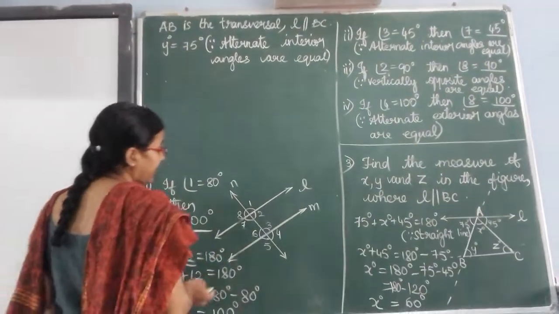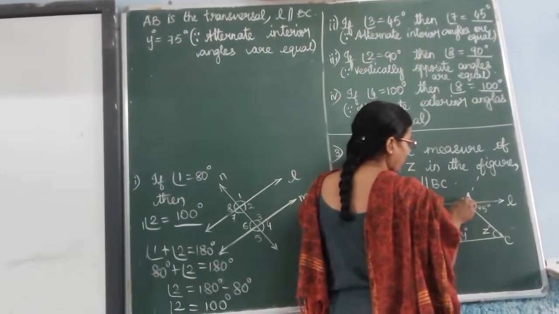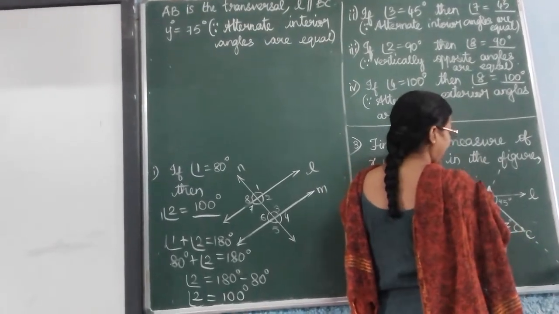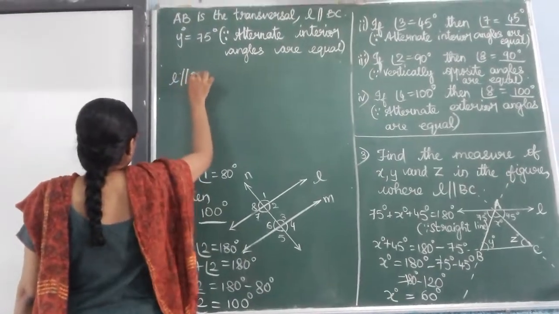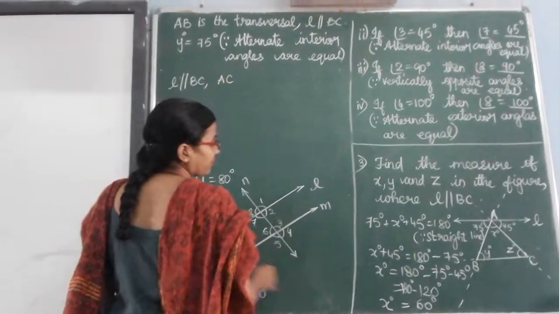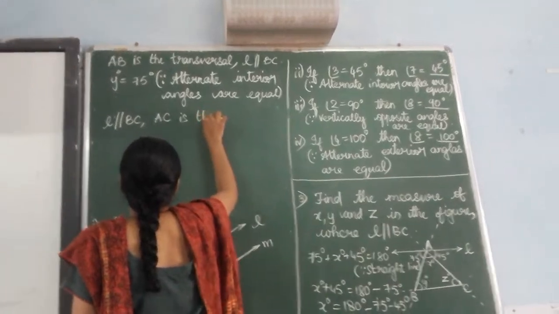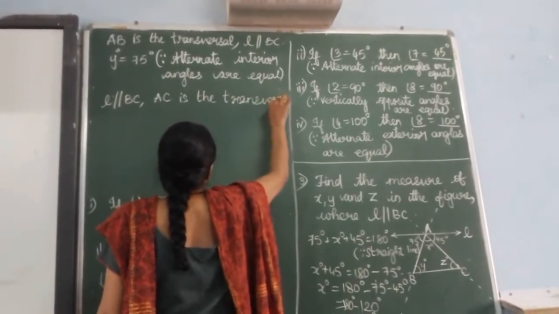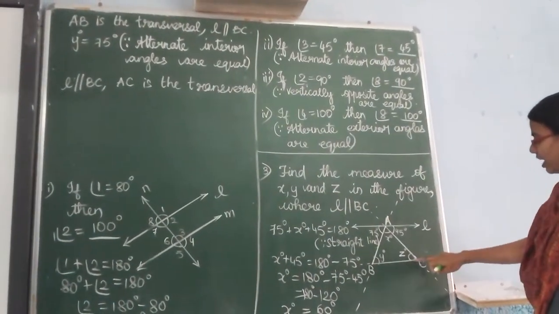Now let us take the second part. We want the value of z. So here what we are going to do is extend AC, and AC is going to be the transversal. We know that L is parallel to BC. Then AC is the transversal. Then you see, this is the transversal.